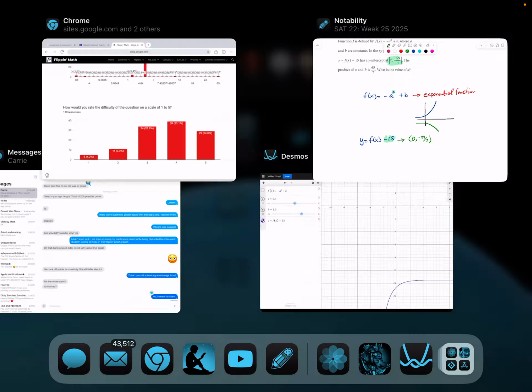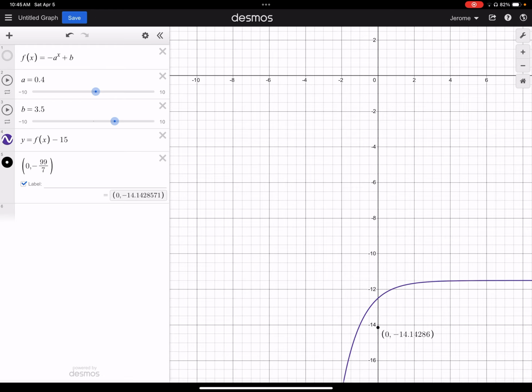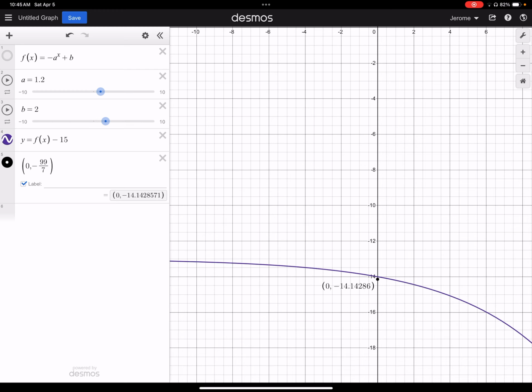So you could, if you wanted to, come down here to another box and type this in as an ordered pair, negative 99 divided by 7, and maybe even label that thing. And you can maybe shift this thing around and try to get that thing to match up. The problem is that there's actually an infinite number of combinations of A and B that you can make go through that point.